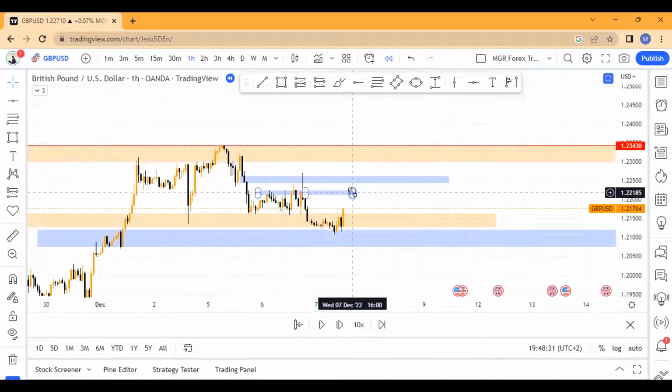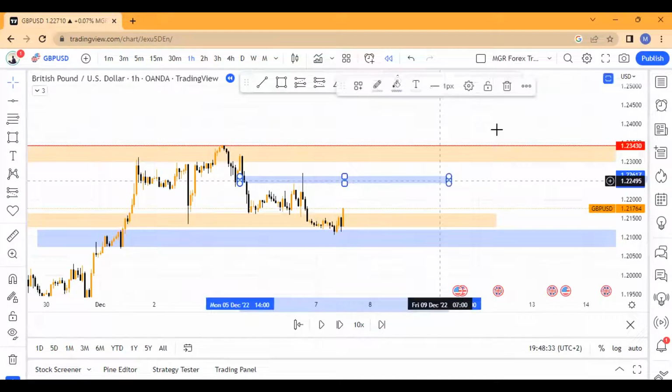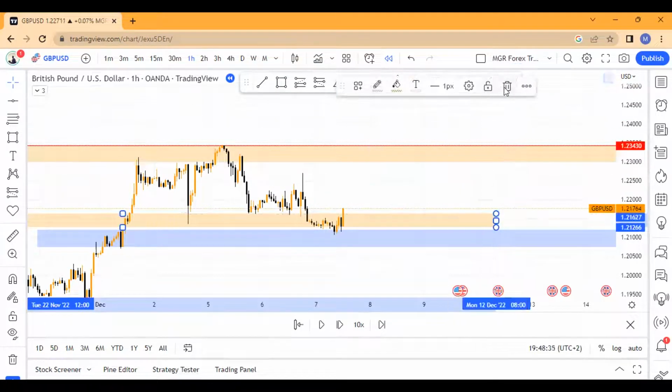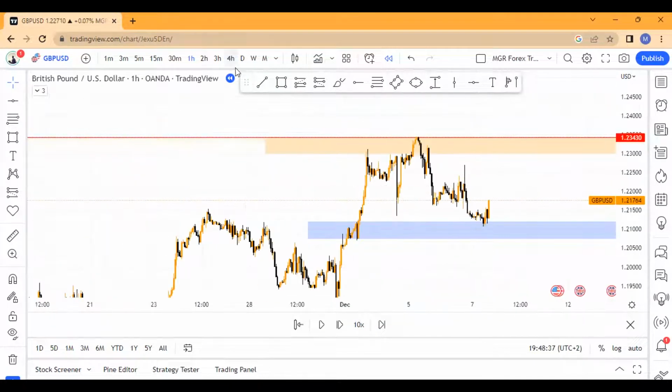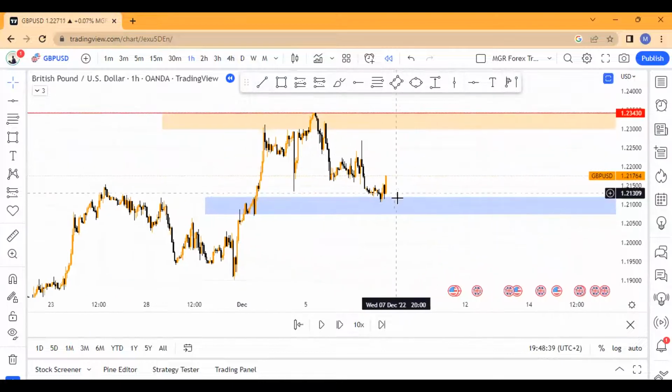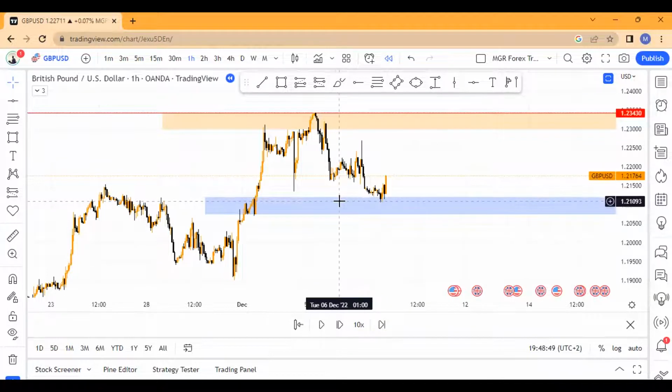Now that we've tapped, and I'm going to remove all these areas here, now that we've tapped our 4 hourly 50% Fibonacci, now we can be interested. Now we can start looking for our longs that we are anticipating from Monday, Tuesday side, right? So we got a lovely short, fantastic, wonderful.